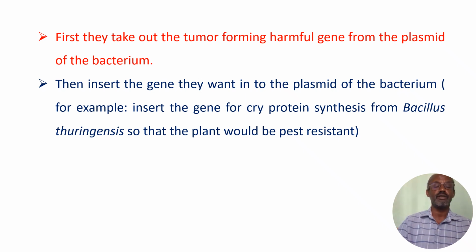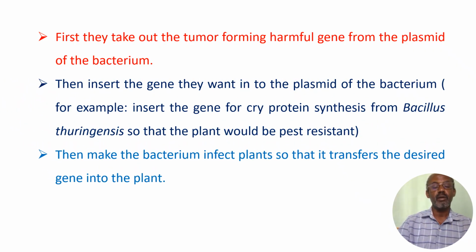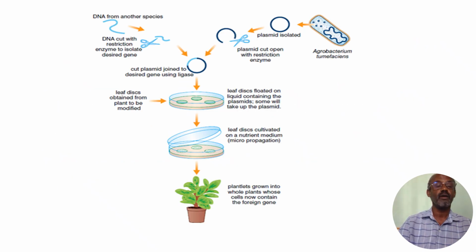For example, you can insert the gene for Cry protein synthesis from Bacillus thuringiensis, so that the plant will produce a pesticide, the Cry protein, so that it becomes pest resistant. Then make the bacterium infect the plant so that it transfers the desired gene into the plant. A simple and very cheap way of transferring genes by using this bacterium.